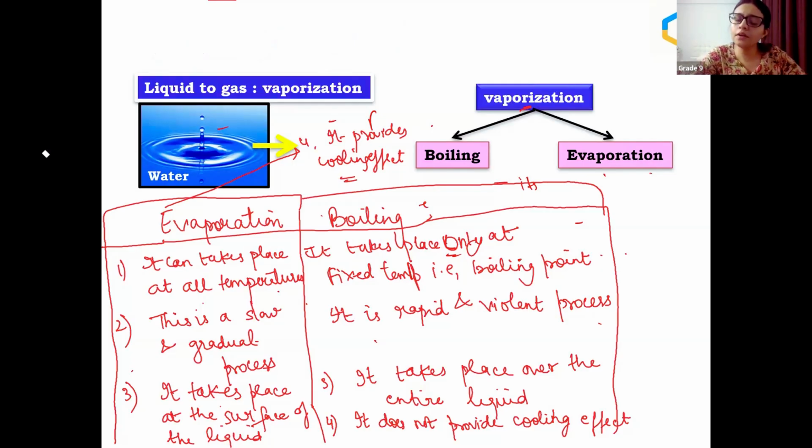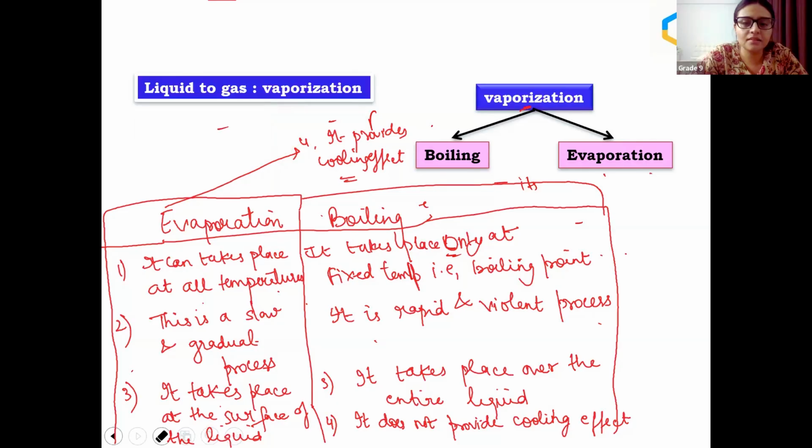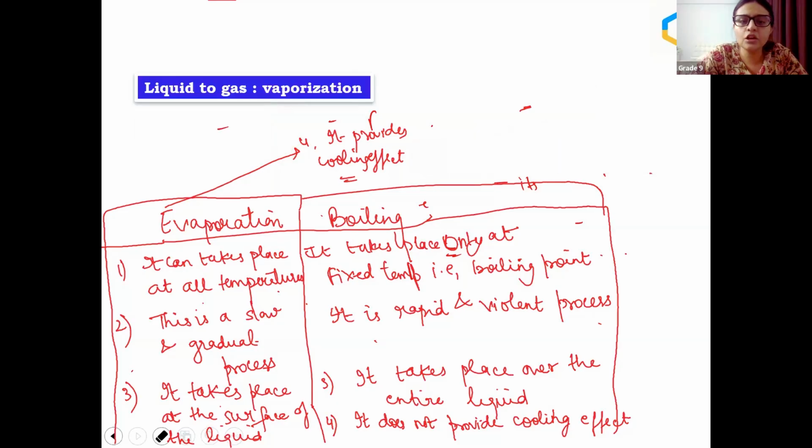And students, I hope you have written the definition for latent heat of vaporization. Do you want me to write that as well? Just let me know in the comment box, like in the chat box. Latent heat of vaporization, everybody?